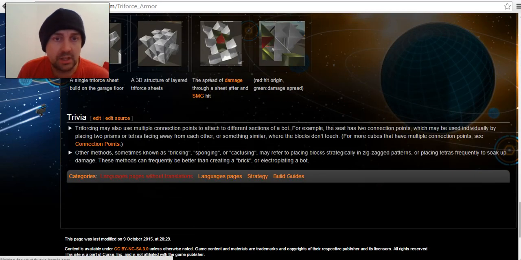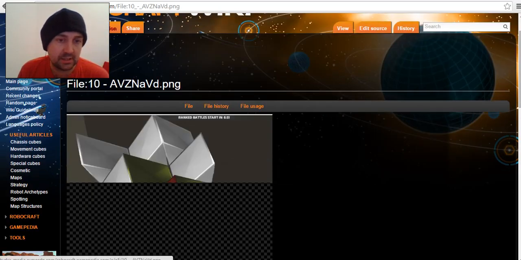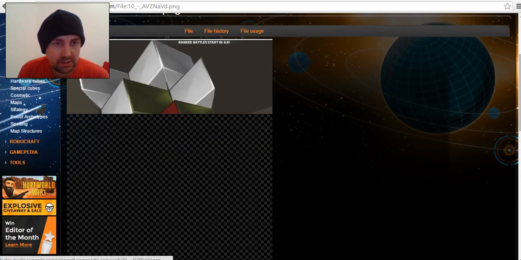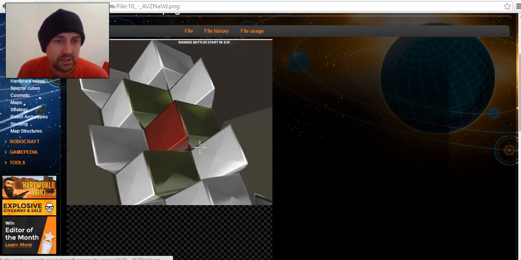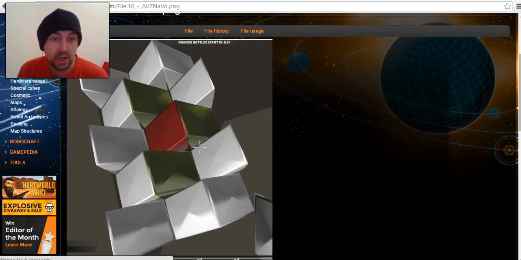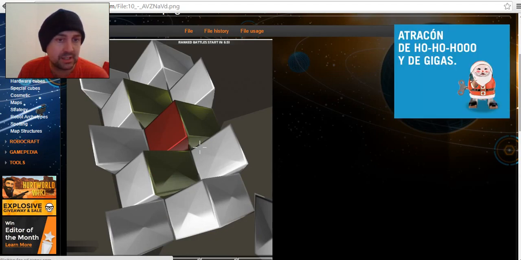It shows us the spread of damage for a sheet after an SMG hit. So, the SMG hit comes in on the red section and it spreads to its neighbours and to the one behind. Only, but it doesn't spread any further because there's no connection to that white prism next to it. There's no connection, okay?